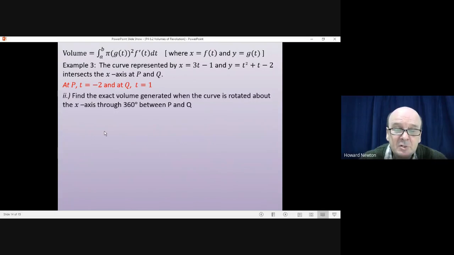And then part 2 asks us to find the exact volume generated when this curve is rotated about the x-axis through 360 degrees between the points P and Q. Those are the points P and Q, so those are the values we'll be using for the limits when we do the integration. Okay, this time I'll let you have a go at doing the whole thing yourself. So substitute everything into the formula up here, remembering to take care over which function is f of t and which is g of t. So have a go, pause the video, come back to me when you're ready.